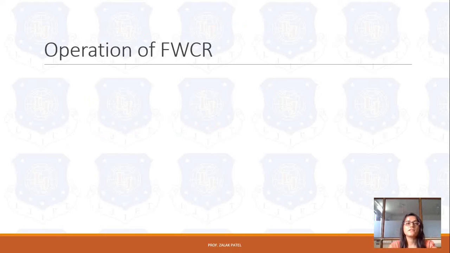First of all, in the last lecture we discussed the operation of FWCR, that is, full wave control rectifier in 3-phase. It operates in 3 different modes depending on its firing angle: either for firing angle less than 90 degree, firing angle equal to 90 degree, and firing angle greater than 90 degree. We already discussed two cases in the last lecture. When firing angle is less than 90 degree, the positive part is more compared to the negative cycle.